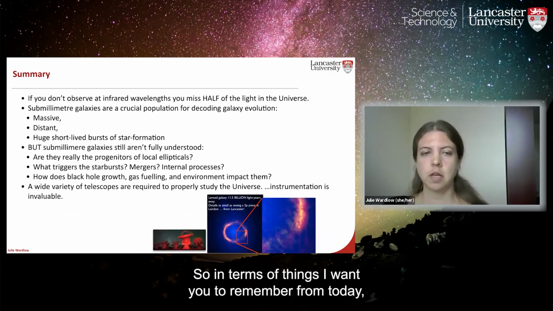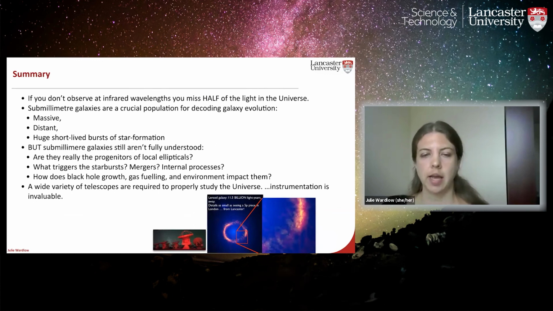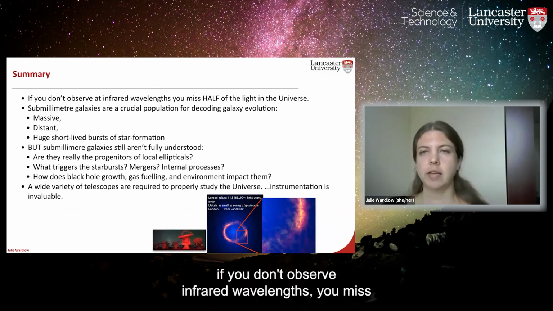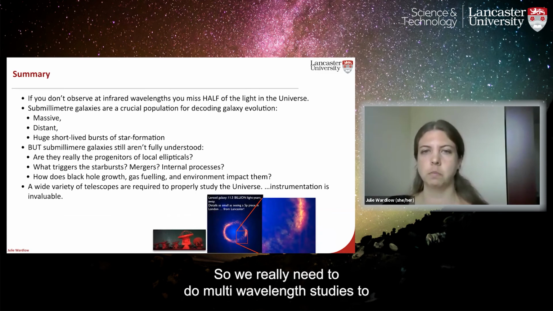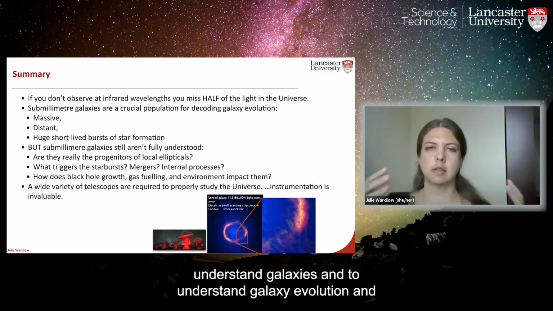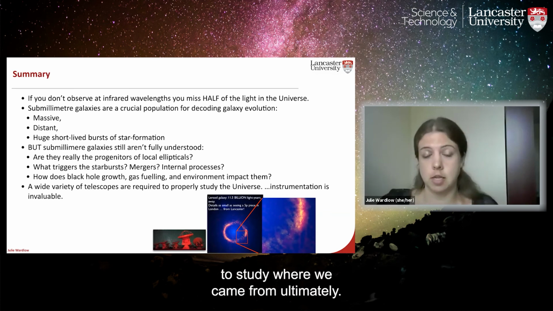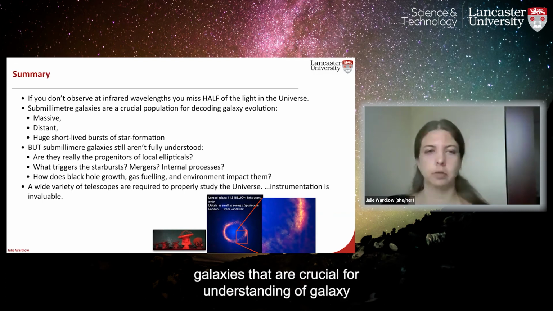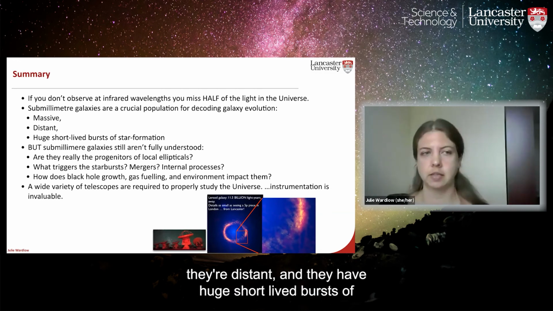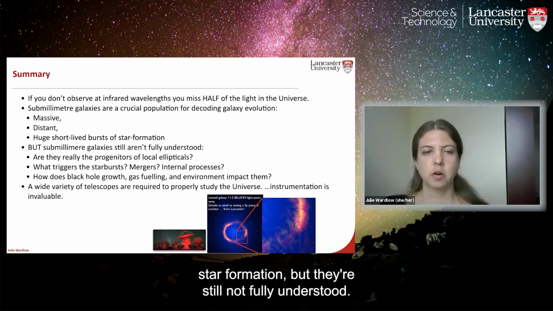So in terms of things I want you to remember from today, if you don't observe at infrared wavelengths, you miss half of what's going on in the universe. So we really need to do multi-wavelength studies to understand galaxies and to understand galaxy evolution, and to study where we came from ultimately. There's this population of galaxies called submillimetre galaxies that are crucial for understanding galaxy evolution because they're massive, they're distant, and they have huge short-lived bursts of star formation. But they're still not fully understood.